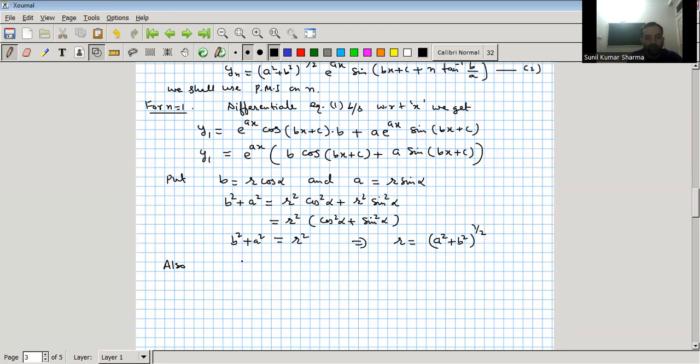Also, if we divide b by a, then we get r sin alpha upon r cos alpha, and r cancels out. So we get tan alpha. So this implies tan alpha, so alpha is equal to tan inverse b by a. These are some important results, so we put them in a box.